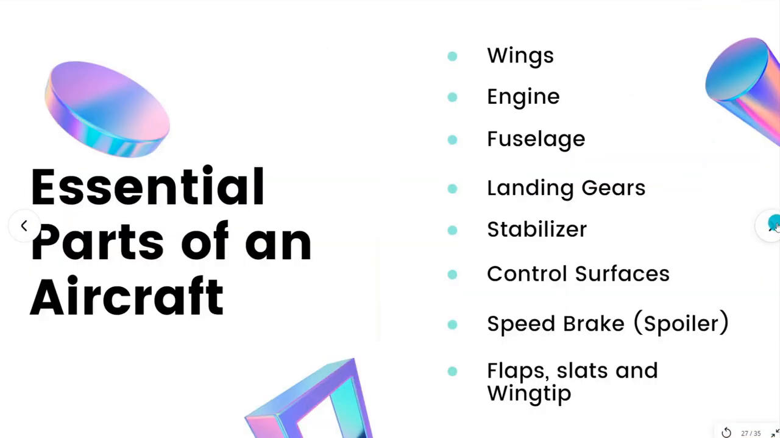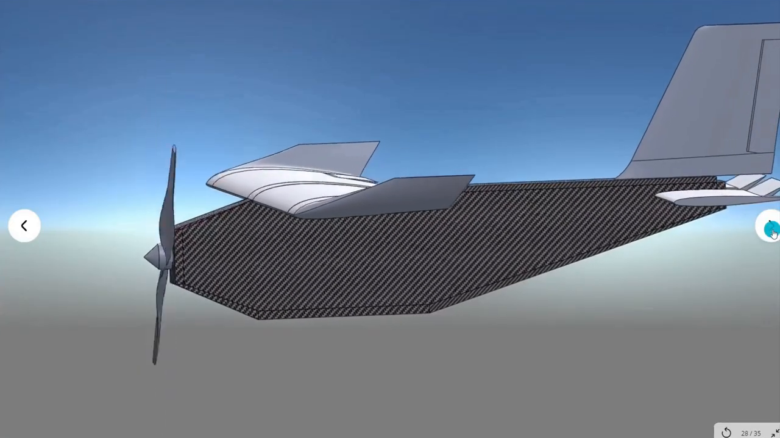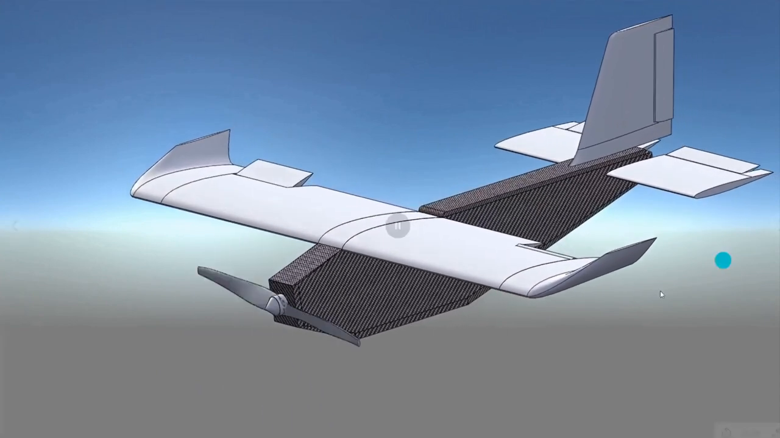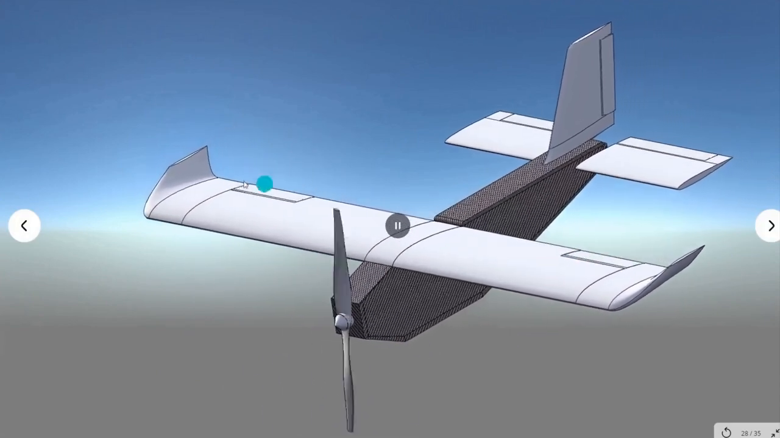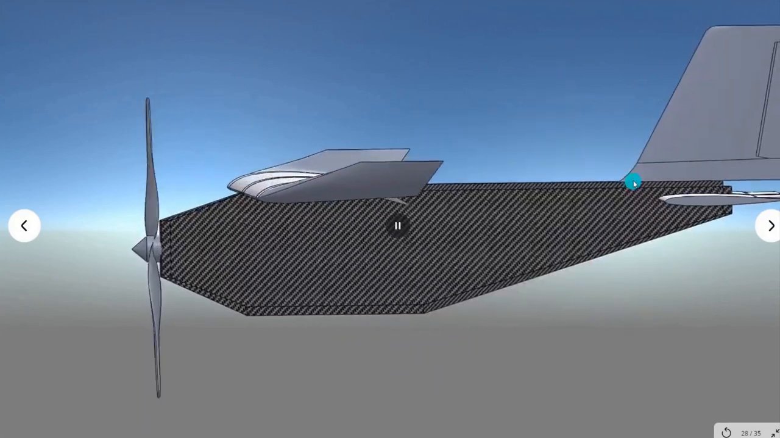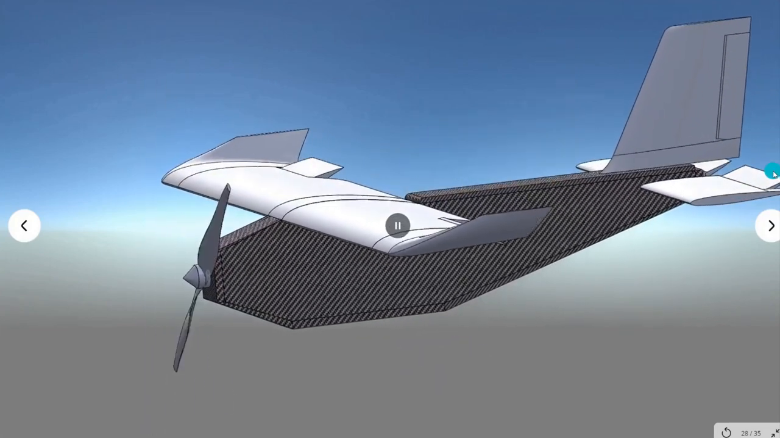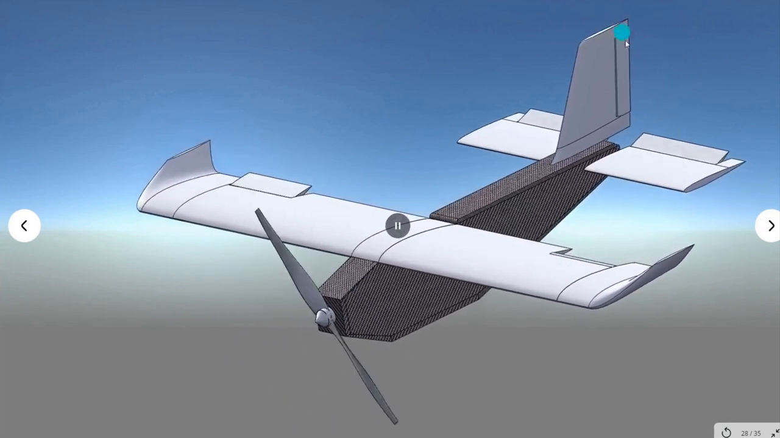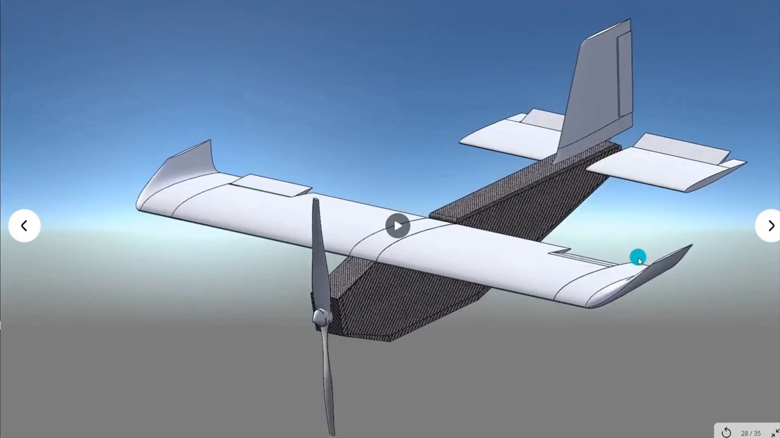Okay, so to summarize, this is the list of all the important components that we had discussed till now. This is an animation of the movements of all the control surfaces. This is the propeller. These are the ailerons which are moving alternately. Here we have our elevator, and this is the rudder, right?